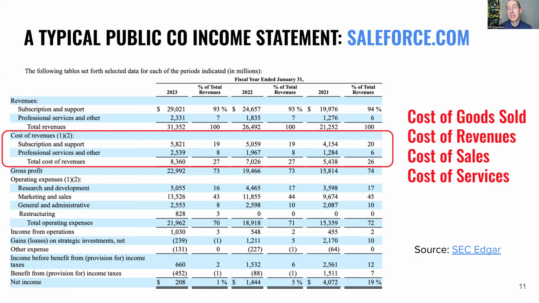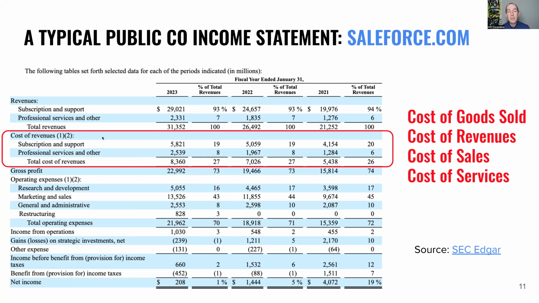Manufacturing companies call this cost of goods sold. But here, they call it cost of revenues. Confusingly, it could also be called cost of sales. Oftentimes, if this top section is called sales, they'll call this first bundle of expenses cost of sales. If it's a consulting company, they have services revenue, they might call it cost of services.